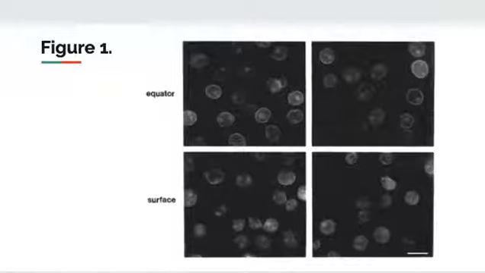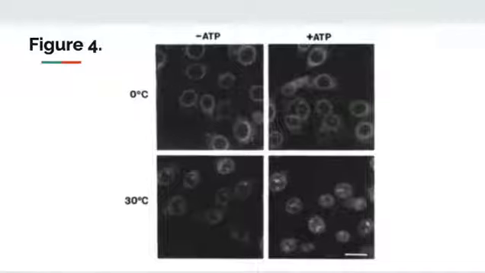On the surface of the nucleus, this fluorescence was discontinuous, similar to the pattern of staining obtained with antibodies to nucleoporins. These results suggested that binding is at the nuclear pore. Here we have figure 4. Figure 4 was showing the ATP and temperature dependence of binding.